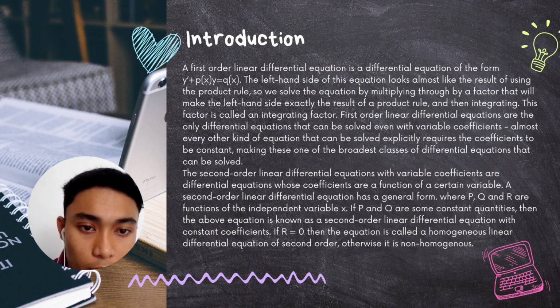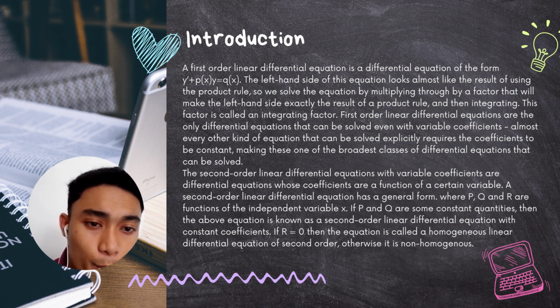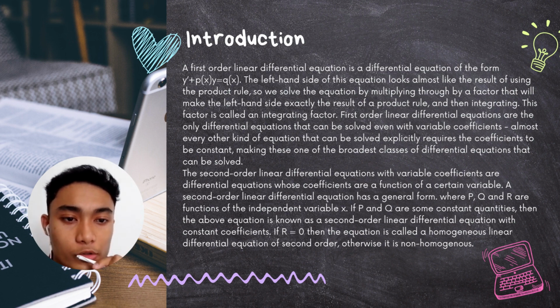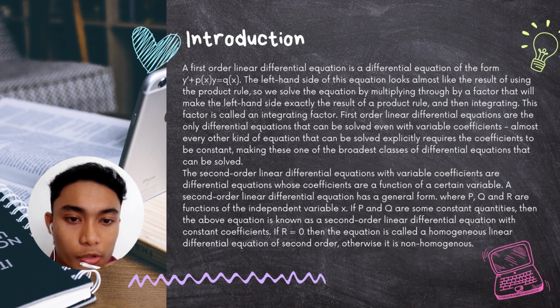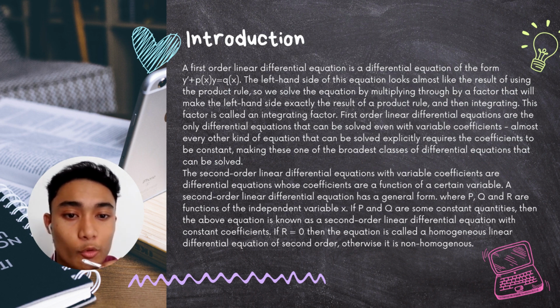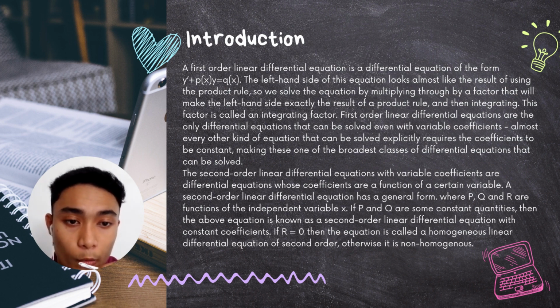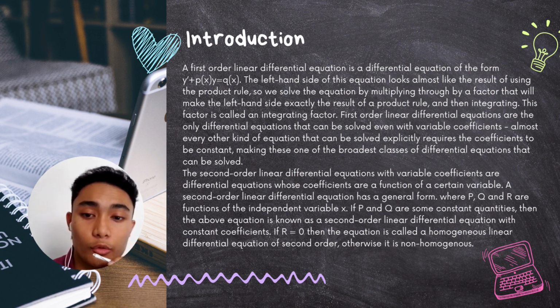A second order linear differential equation has a general form where P, Q and R are functions of the independent variable x. If P and Q are constant quantities, then the above equation is known as a second order linear differential equation with constant coefficients. If R equals 0, then the equation is called a homogeneous linear differential equation of second order. Otherwise, it is non-homogeneous. Then we are going to the next slide.